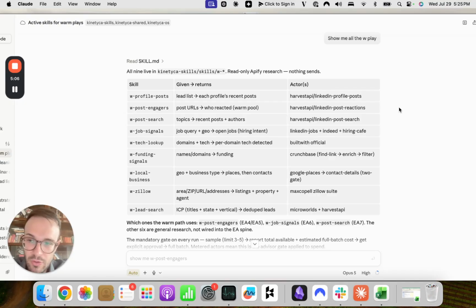Local businesses: we can scrape Google Maps to find a specific type of local business in a specific location. Zillow: we're able to scrape Zillow for any job like that, looking for real estate, where we want to contact real estate.